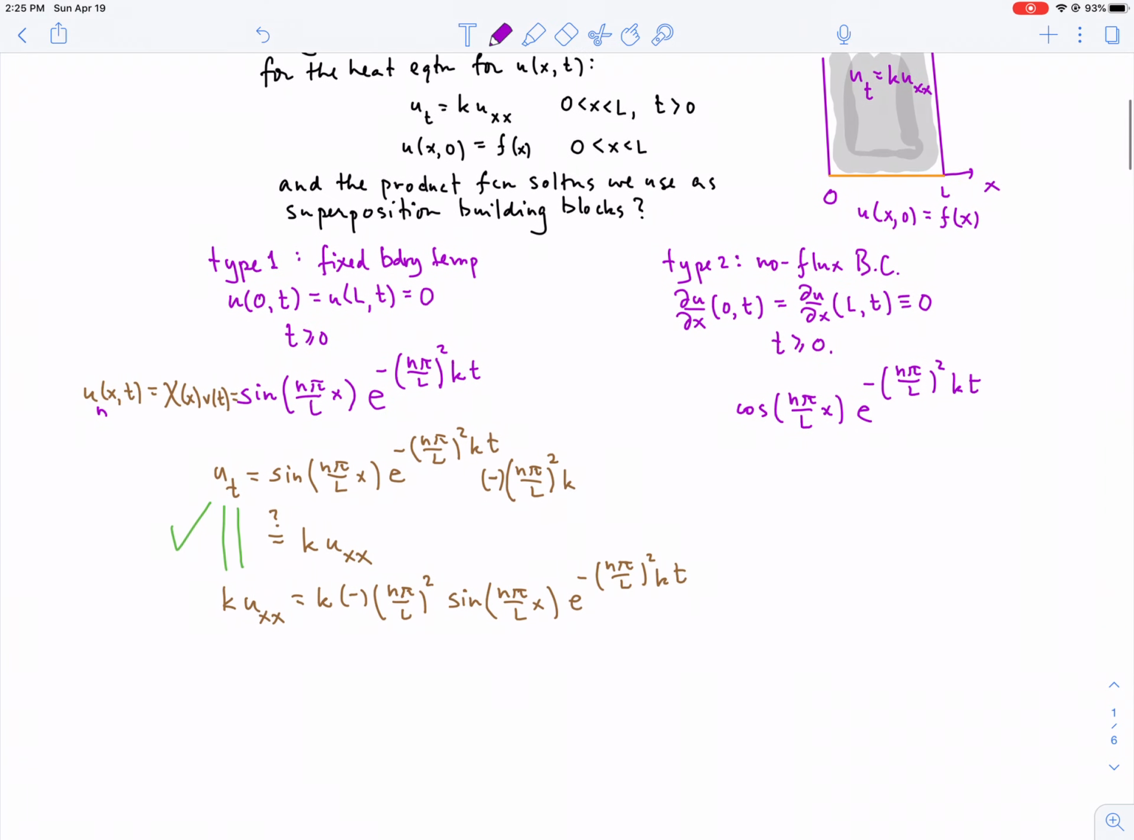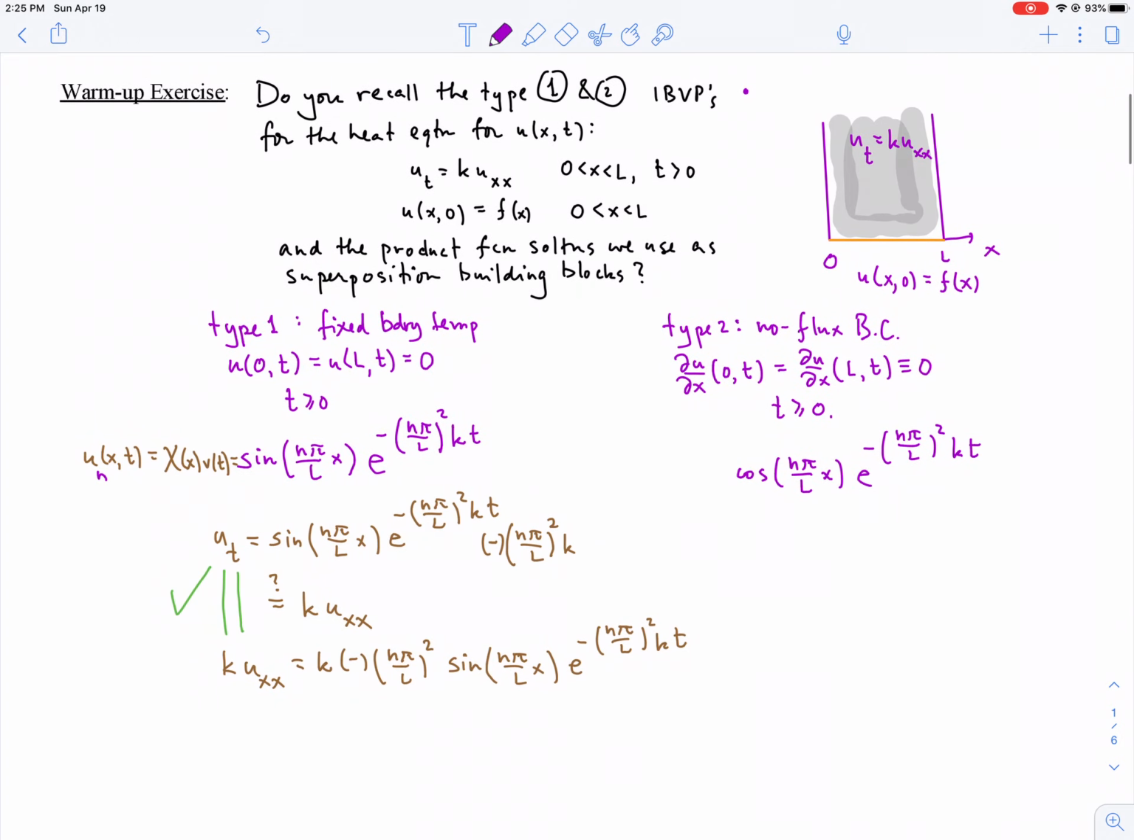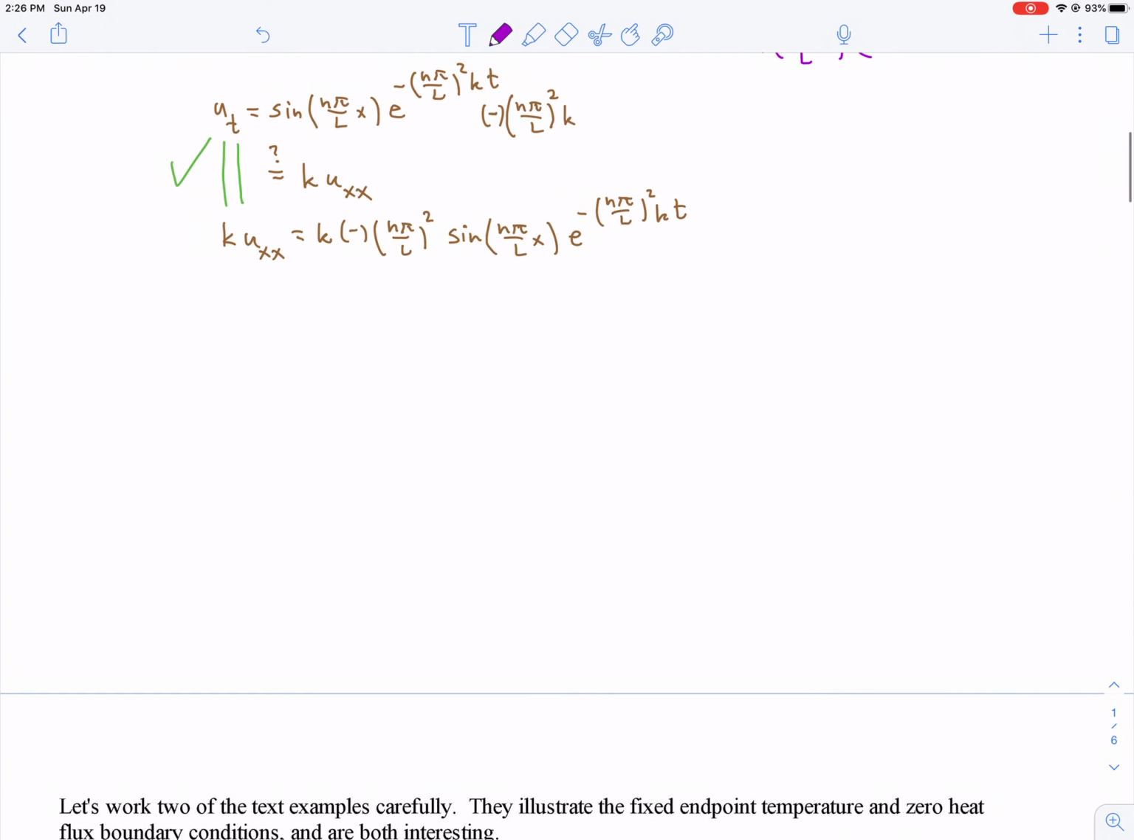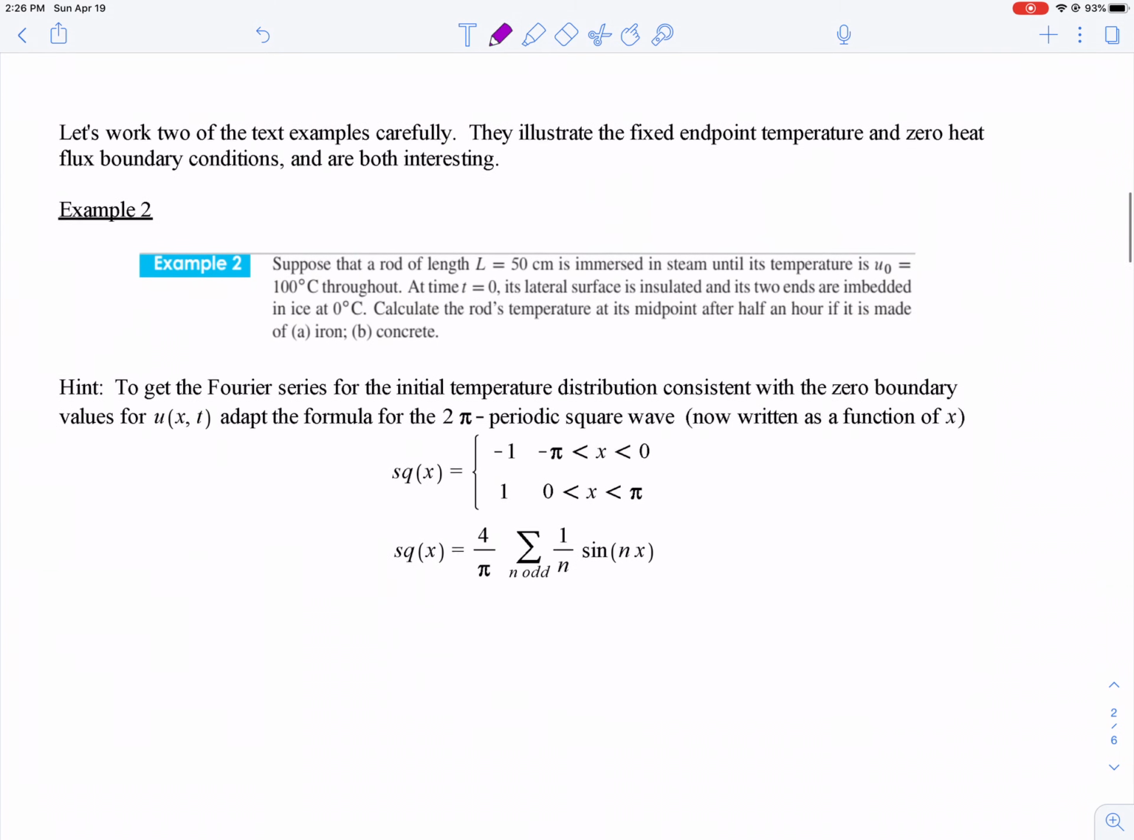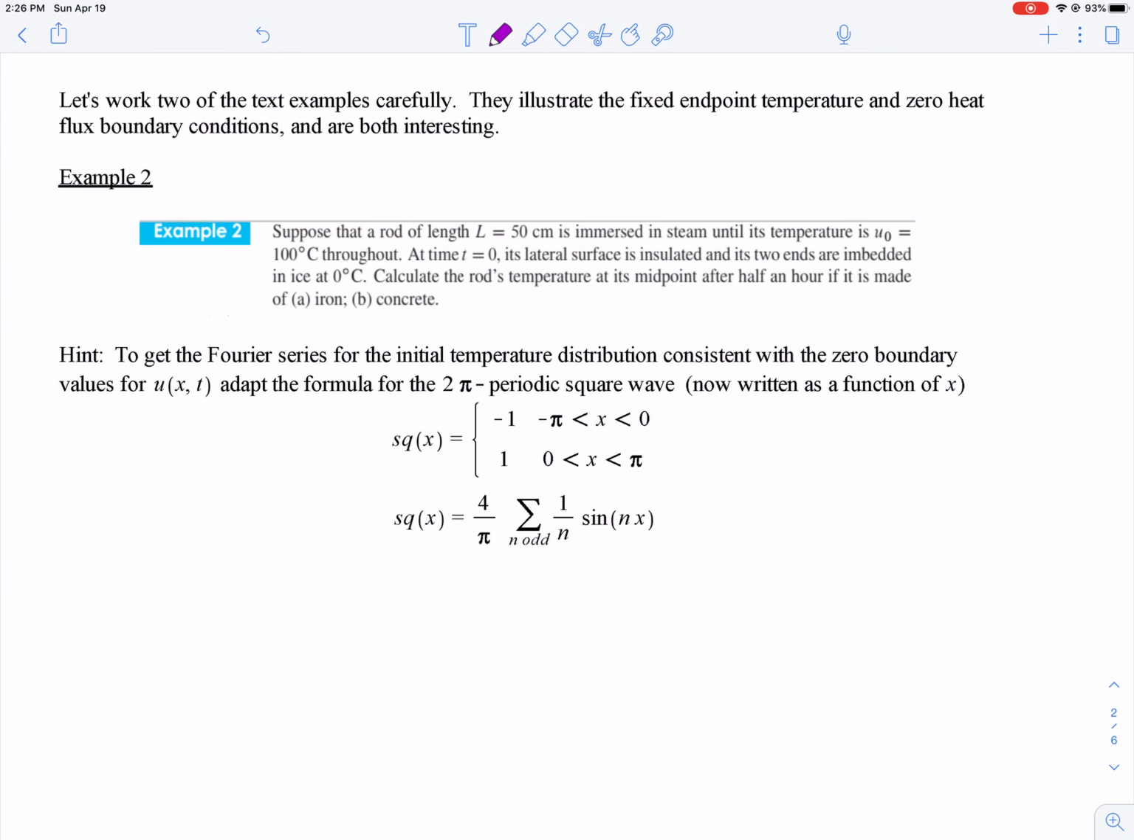Okay, so today we are going to build up from these product solutions to do two interesting examples. I took them right out of the text. They're good examples, plus because we're good at rescaling our 2 pi periodic short list of examples, we can get our solutions much more quickly than the text does. So let's look at the first example, which they call example 2.